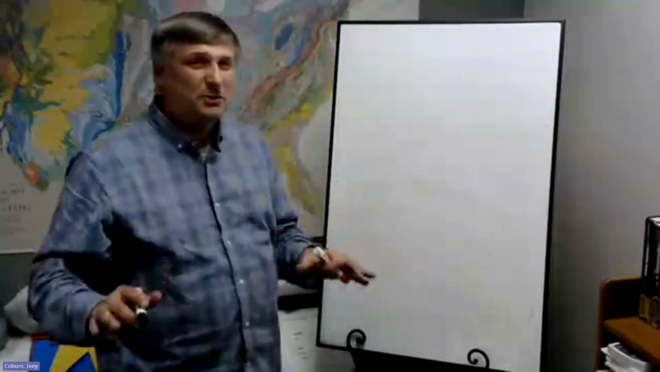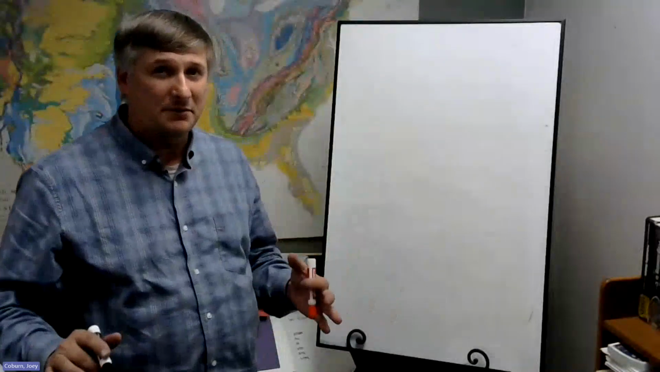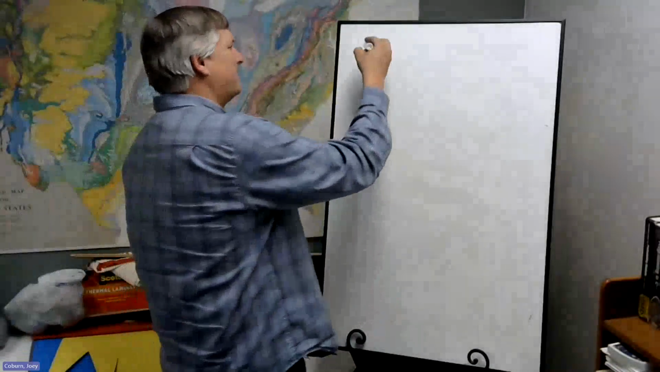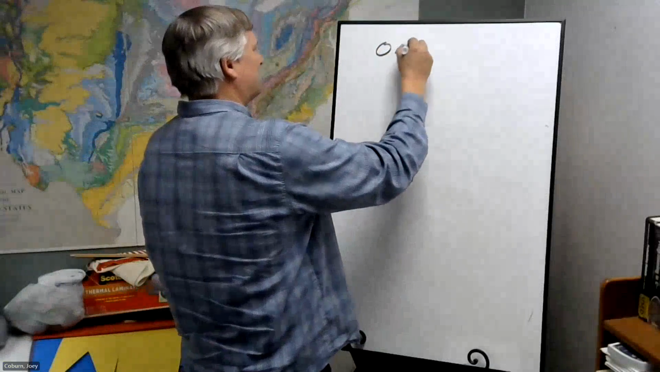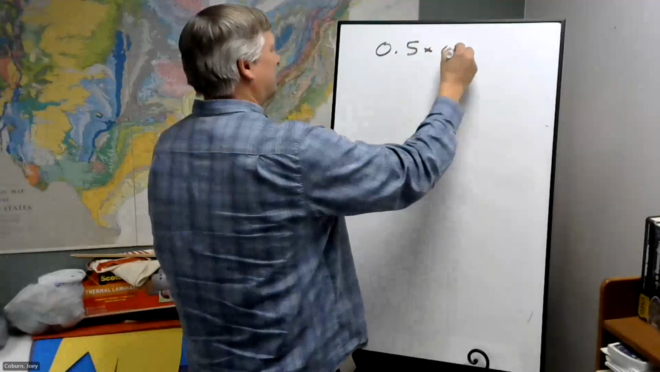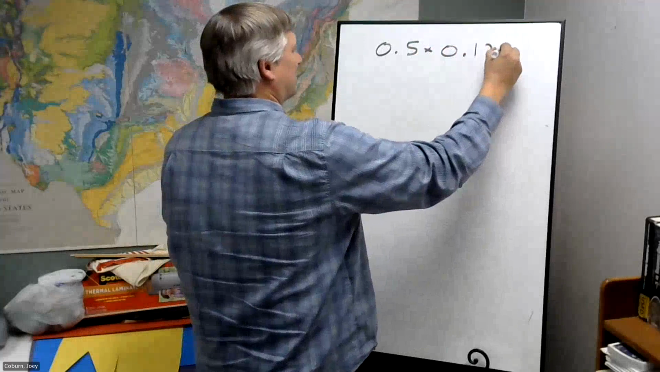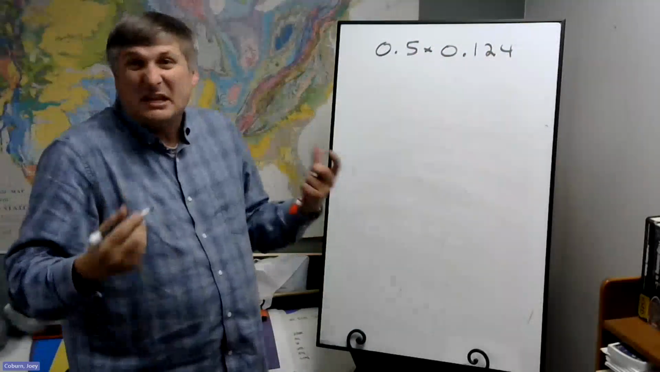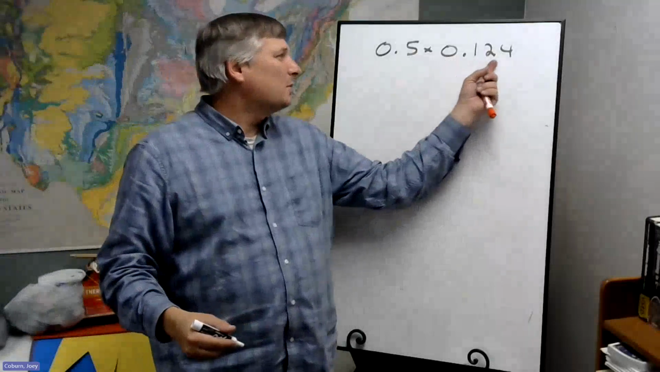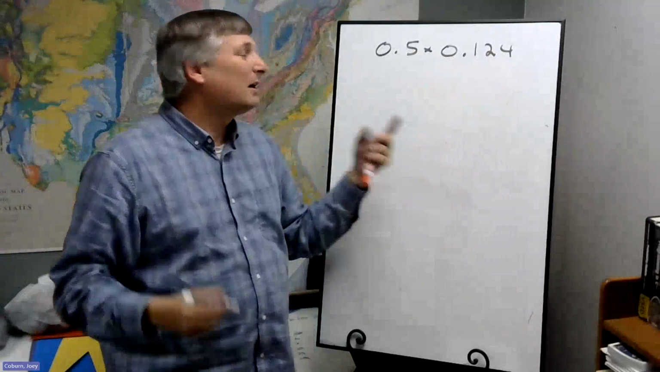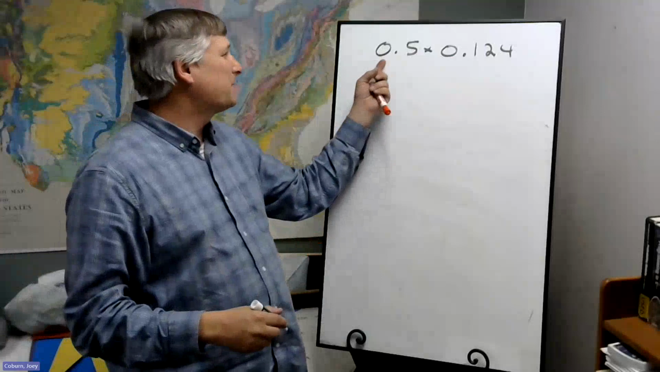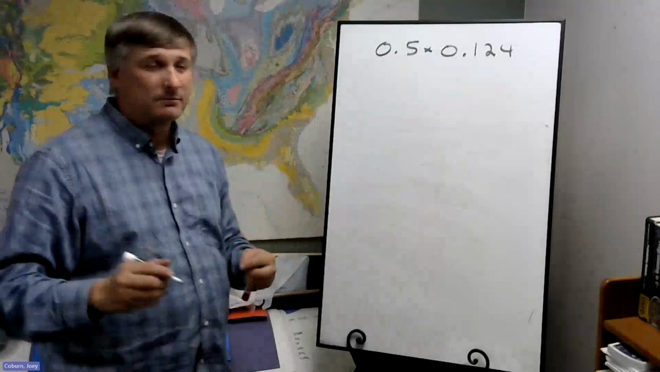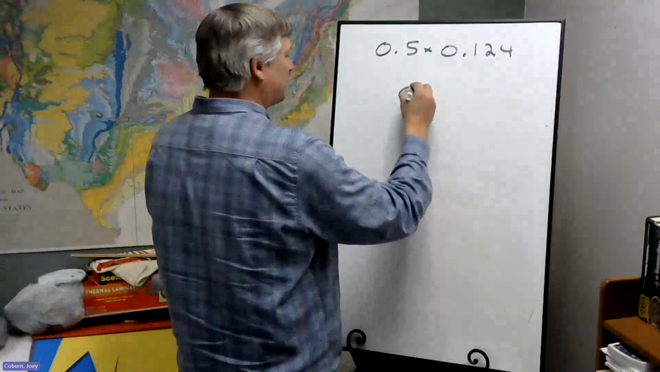So let's do an example multiplying decimals. Suppose we have this. Now, it's customary and it's easier to put the decimal with the most digits on top and the one with the fewer digits on the bottom. We're going to do this using the vertical approach.